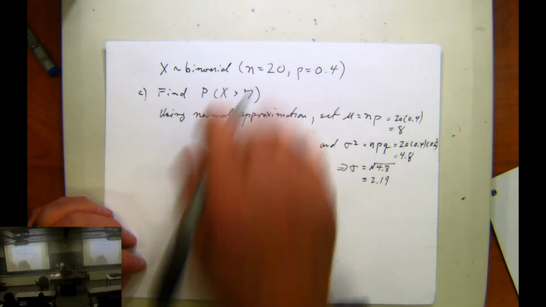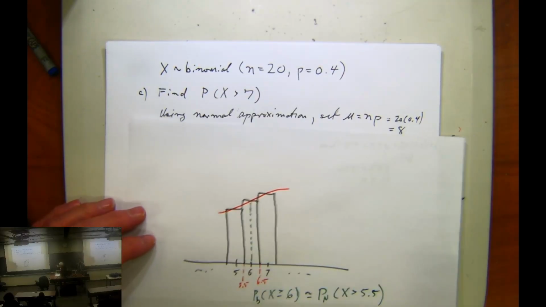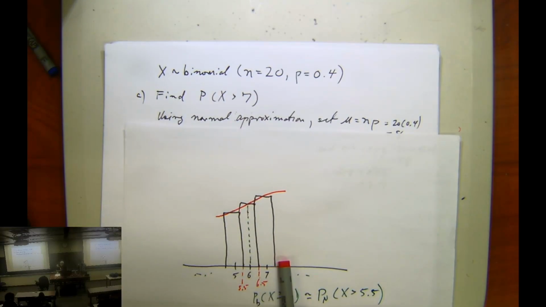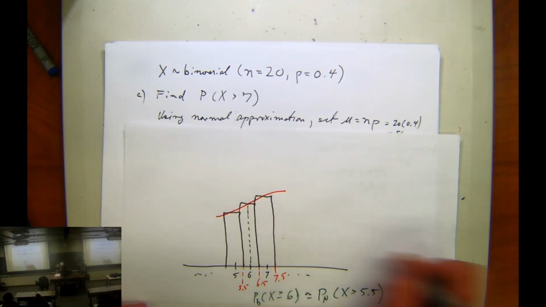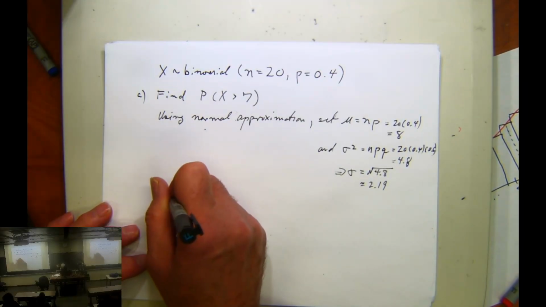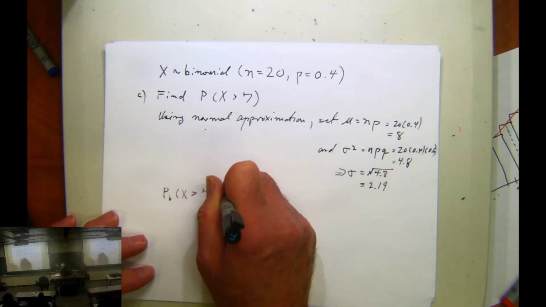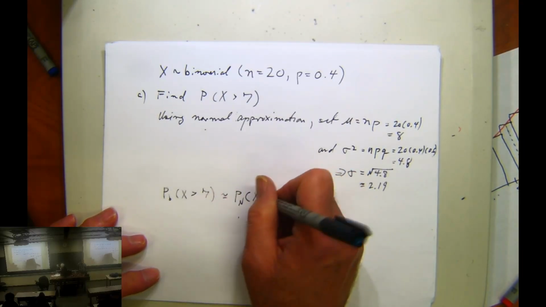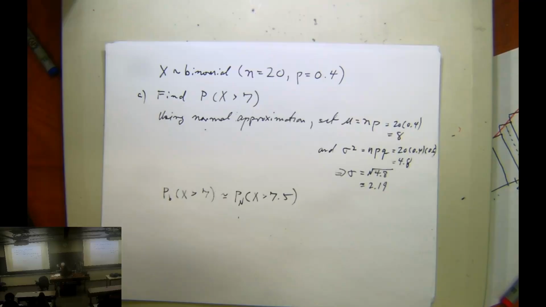And so then we want the probability x is greater than 7. If we look at our diagram again, do I want to include the 7 bar? No, I want to exclude the 7 bar. I want to go to 7.5 and up. So the probability for a binomial that x is greater than 7 is approximately equal to, for a normal, the probability that x is greater than 7.5.